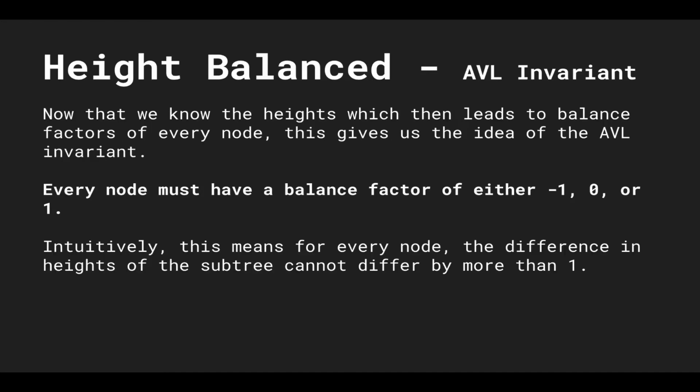Now that we know the heights of the nodes of our tree, which then leads to the balance factors of every node, this gives us the idea of the AVL invariant. And this is the AVL invariant. Every node must have a balance factor of either -1, 0, or 1. Intuitively, this means that for every node, the heights of the subtrees cannot differ by more than 1, which was our original definition.